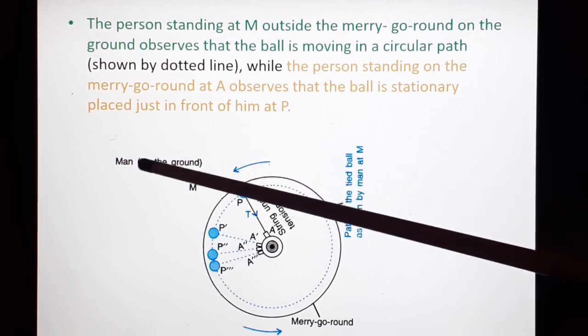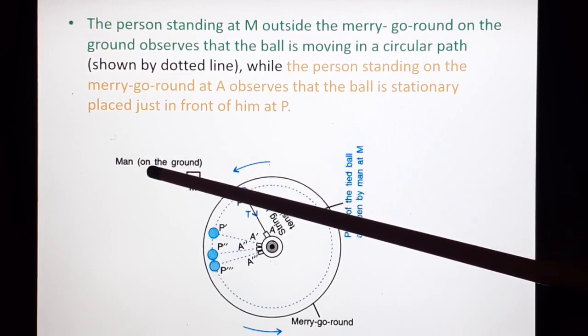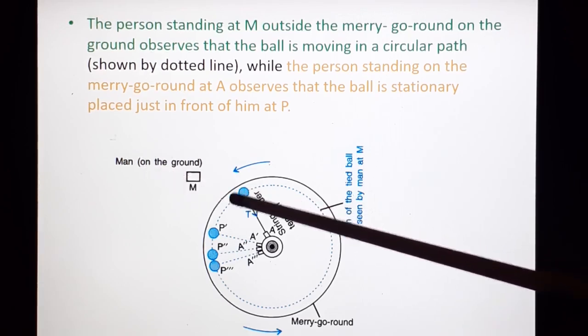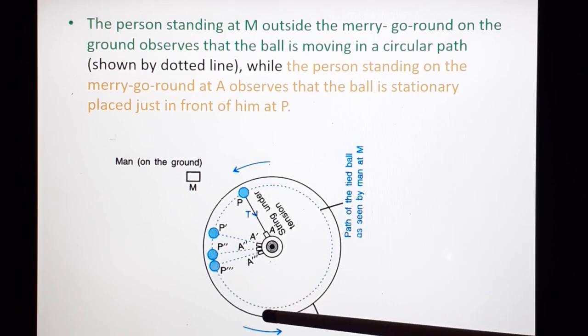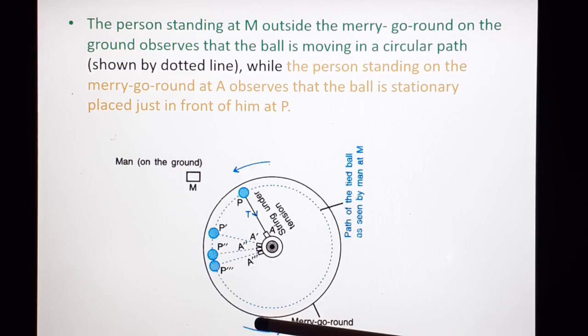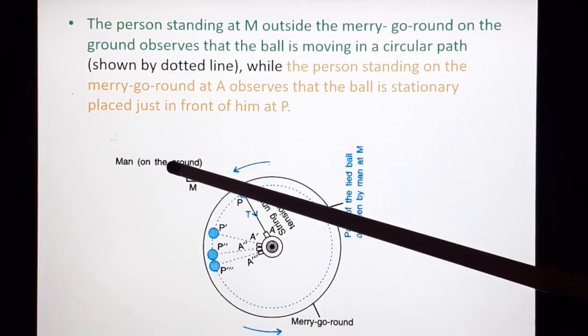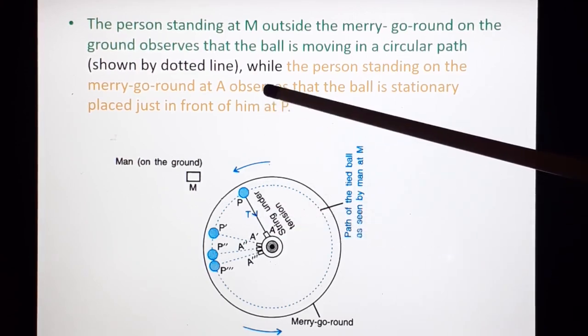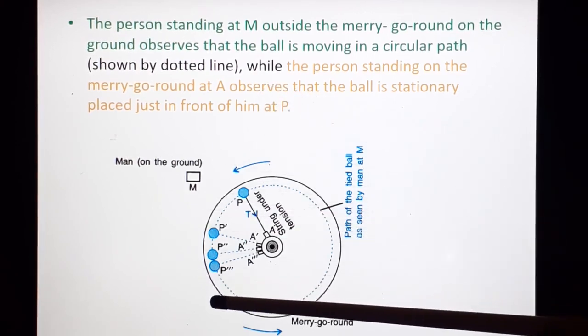Now let's talk about your observation. You will observe that the bob is performing uniform circular motion. Now when can an object perform uniform circular motion? When the object is under the action of centripetal force, right? So for you only centripetal force is acting, and for this person centripetal and centrifugal both the forces are acting. Clear?